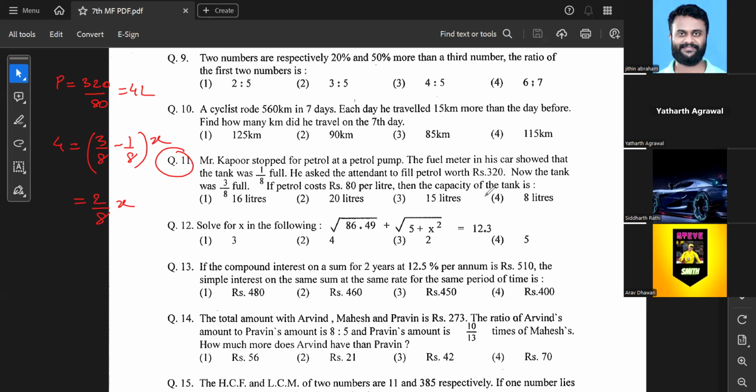So let me say the total tank capacity is X. 2 by 8 of the total tank capacity he filled with 4 liters. When you cancel them, you get 4 over here. That gives you X is equal to 4 into 4, 16. So the total tank capacity is 16 liters.